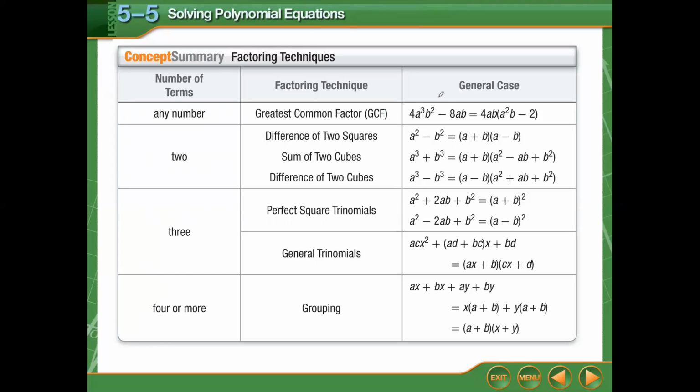It's a common multiple or divisor of all the terms in that expression. If you have two terms, there's three special techniques that we have: a difference of two squares, a sum of two cubes, and a difference of two cubes. We've already gone over sum and difference of two cubes. For a difference of two squares, the pattern is a squared minus b squared equals a plus b times a minus b. And we have run into this a couple times already in class.